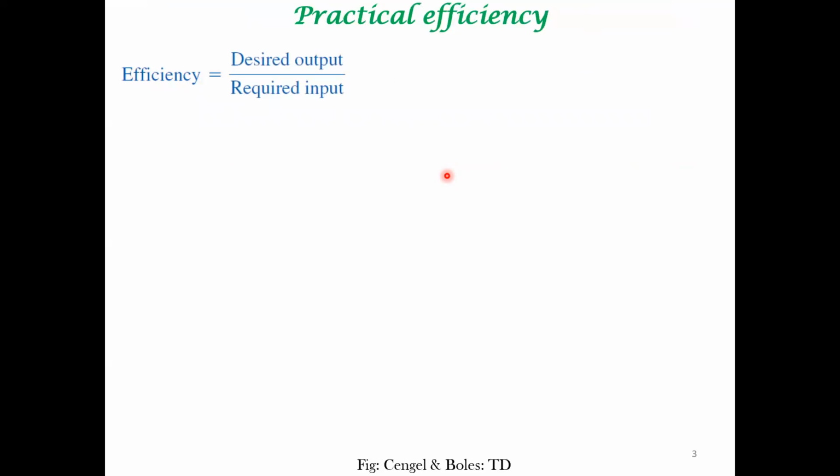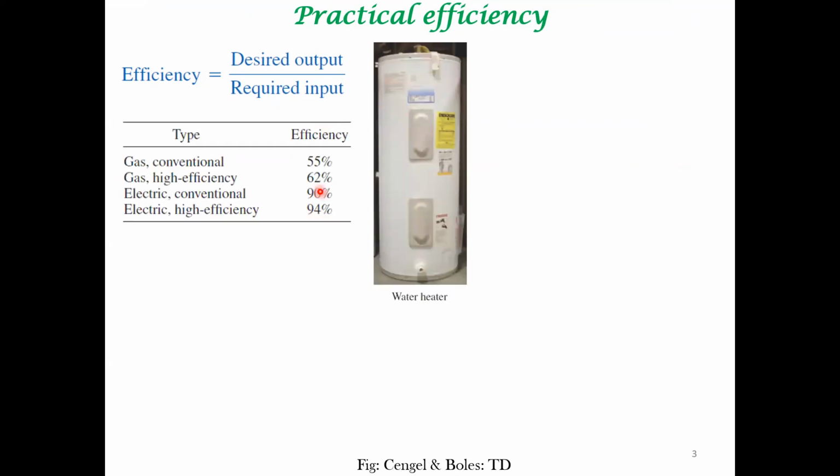So this practical efficiency, we differentiate between conceptual efficiency and practical efficiency. Practical efficiency is desired output by required input. Okay, so you would often see data like this. A gas-driven heater. Okay, so here what is this? A water heater. So the desired output is just the temperature rise of water. Okay, that's what a water heater does, right?